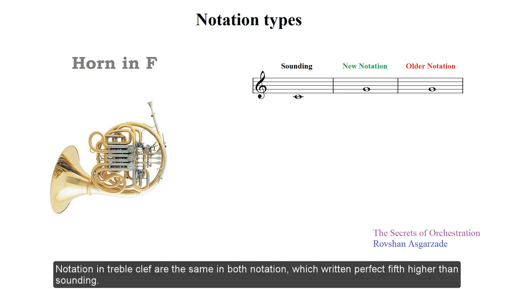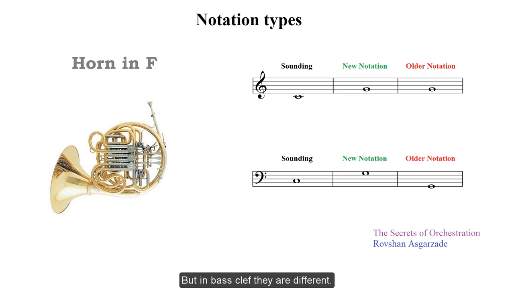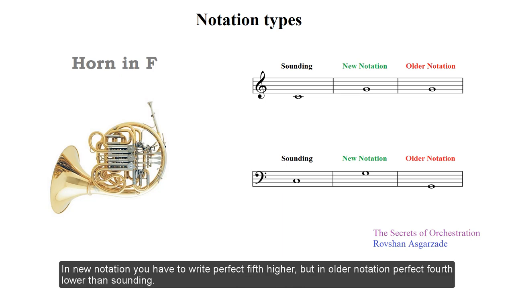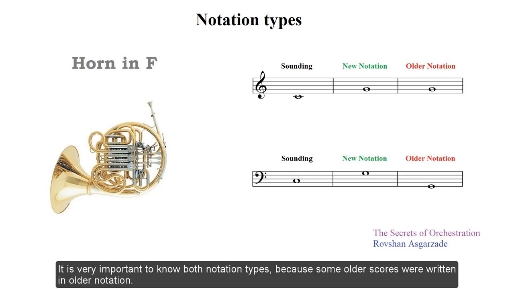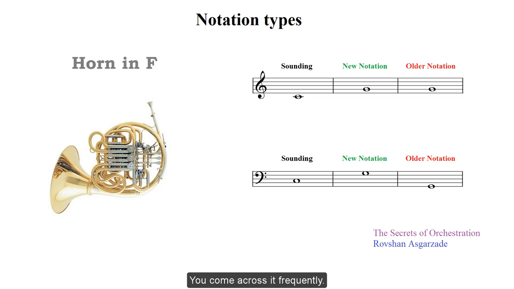Notation in treble clef is the same in both notations, which is written a perfect fifth higher than sounding. But in bass clef, they are different. In new notation, you have to write a perfect fifth higher, but in older notation, a perfect fourth lower than sounding. It is very important to know both notation types, because some older scores were written in older notation. You come across it frequently.